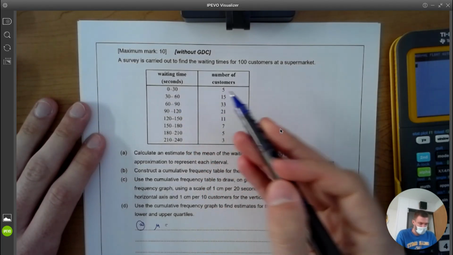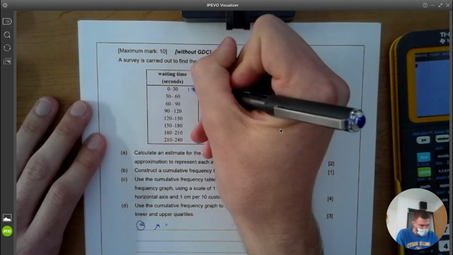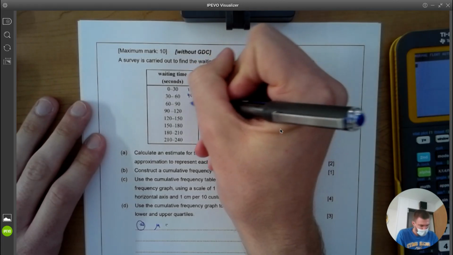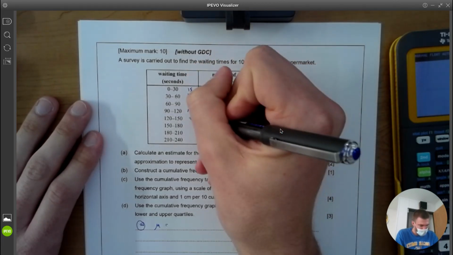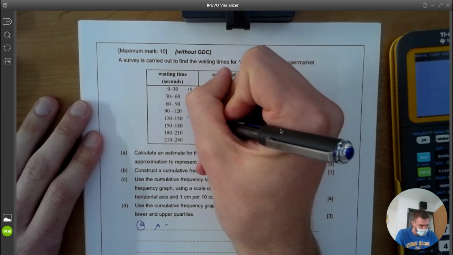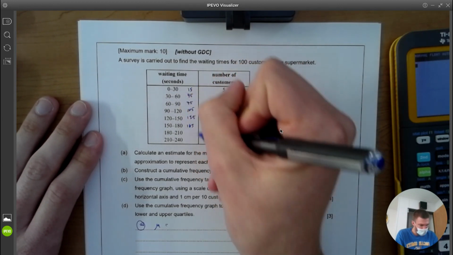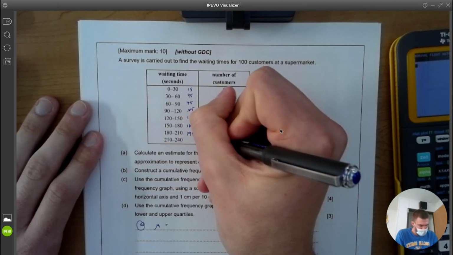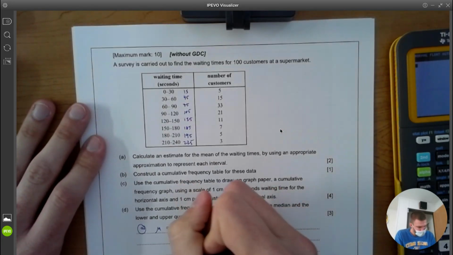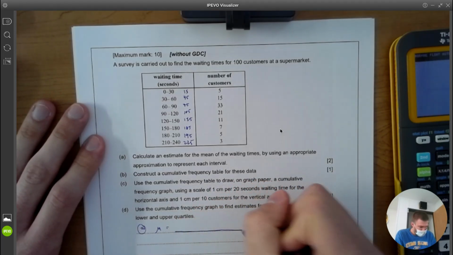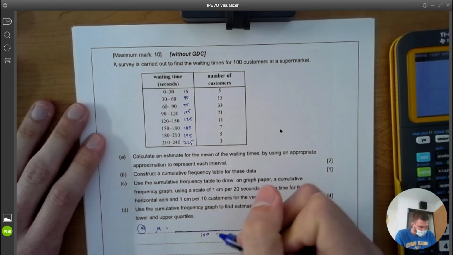This is with groups of data, and so we want to choose the midpoints: 15, 45, 75, 105, 135, 165, 195, 225. The average is going to be divided by 100.